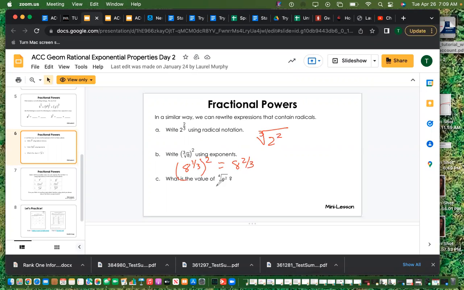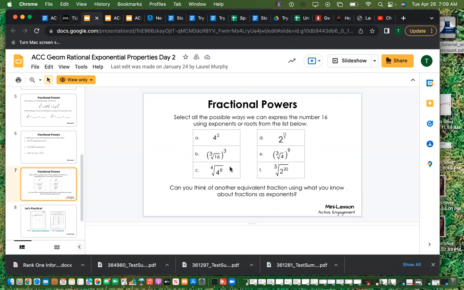And then what is the value of the 4th root of 9 to the 2nd power? So you could go in and you could say the 4th root of 81. Well, I don't know that off the top of my head. You could also type into your calculator 9 to the 2 divided by 4. Well, I know I can simplify this to 1/2. So what's 9 to the 1/2 power? Well, that's 3, because we learned earlier today that the square root of 9 is 3.